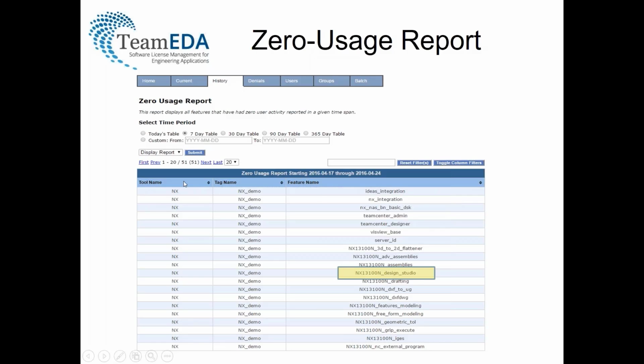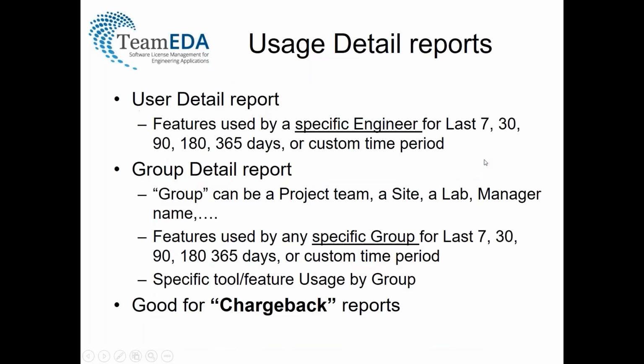In this example, we're looking at a particular ported host, the NX demo ported host. And there's a feature here, NX Design Studio. We're paying for that, but it's never been checked out in the last month. So I would like to know why, and maybe we can get rid of it at the next renewal. That's called the zero. This makes a great monthly batch report or quarterly batch report.